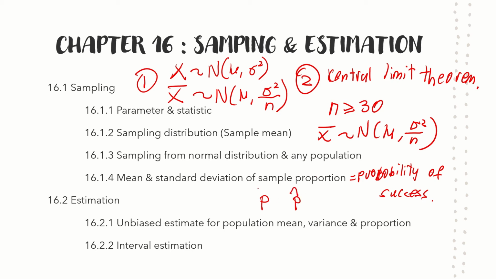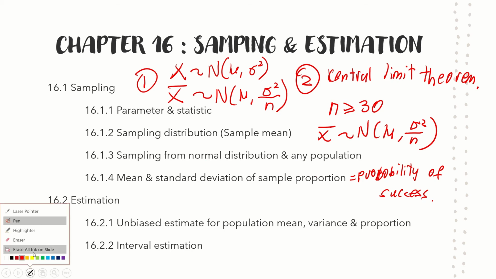Population proportion, I already said, is the proportion of the huge population, and the sample proportion is when you take a sample, then the proportion of the sample is called P cap. You have to use this formula. In this proportion, you also have to find the mean and standard deviation of the sample proportion. Okay, this is the fourth topic you have to know.